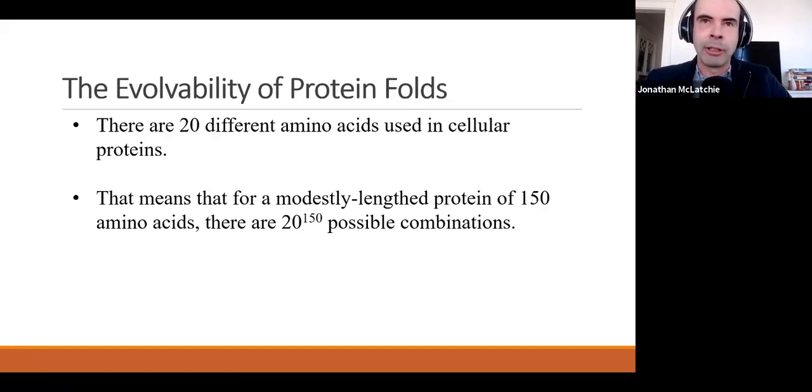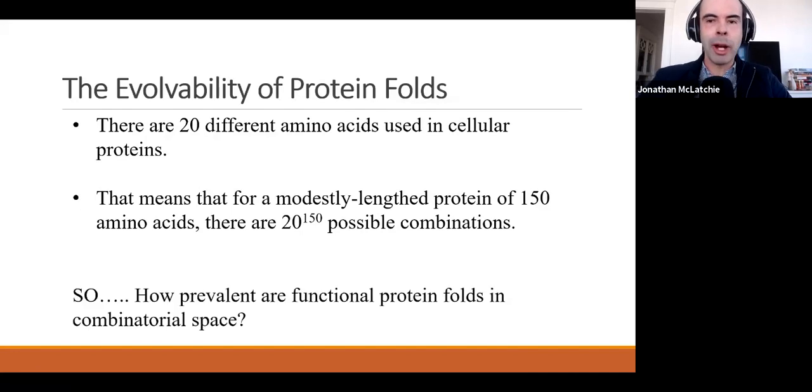To put that in context, it's thought by physicists that there are approximately 10 to the 80 atoms in the observable universe. So the combinatorial space of amino acids of a relatively modestly length residue of 150 amino acids is beyond the number of atoms in the observable universe. So the question that we can ask is, how prevalent are functional protein folds in combinatorial space?